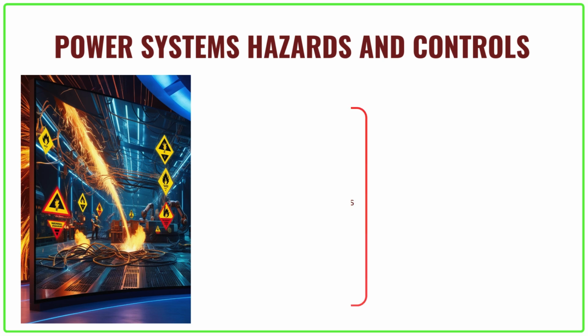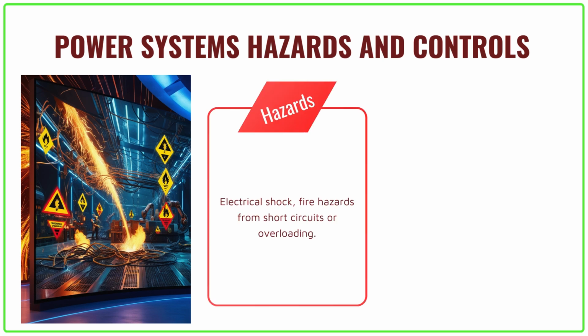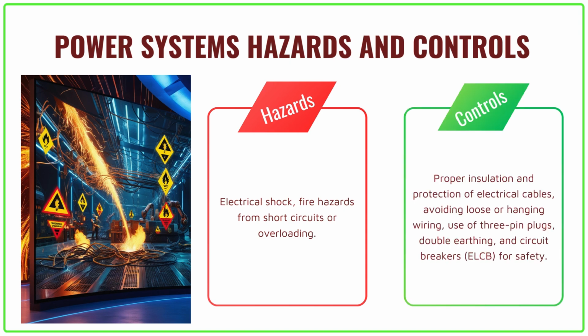Power systems. Hazards in power systems include electrical shock and fire hazards from short circuits or overloading. To safeguard against these dangers, ensure proper insulation and protection of electrical cables, avoid loose or hanging wiring, and use 3-pin plugs, double earthing, and circuit breakers, ELCB, for added safety.